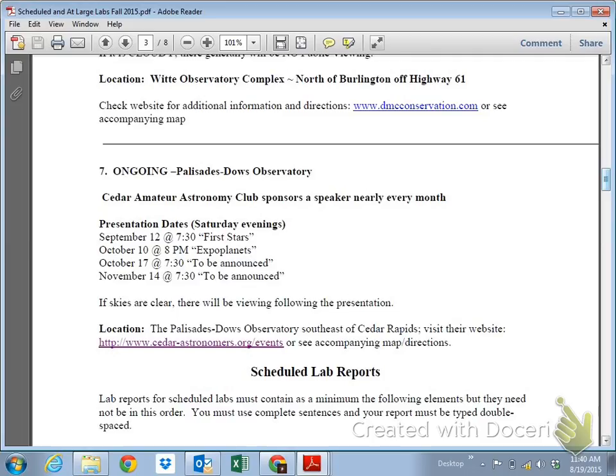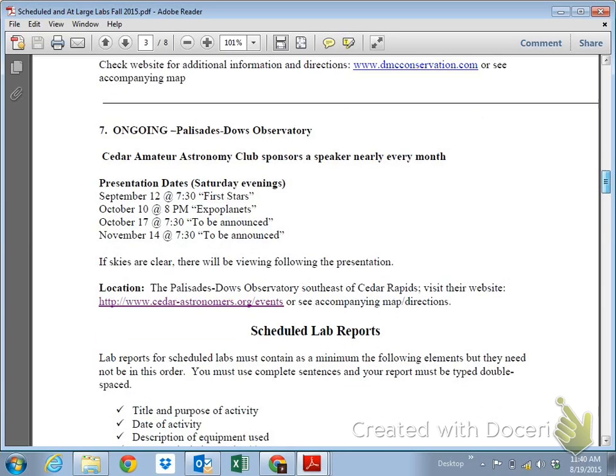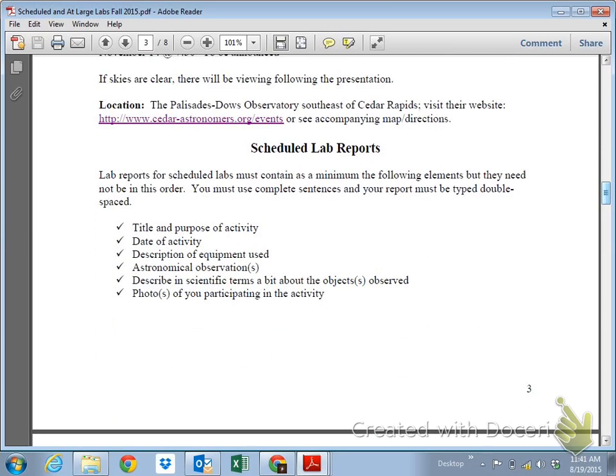Whew, all right. Still not done. Okay, so for any of those scheduled lab reports, see the little check marks? You take your lab report you're about ready to give to me. You should go through those check marks and see if your lab report contains all those. Okay, so title and purpose of activity, kind of obvious, right? Notice I said I want complete sentences, type double-spaced. When the activity occurred, when you were there, description of equipment used, just do your best. You might want to take a notebook to jot things down or ask questions.